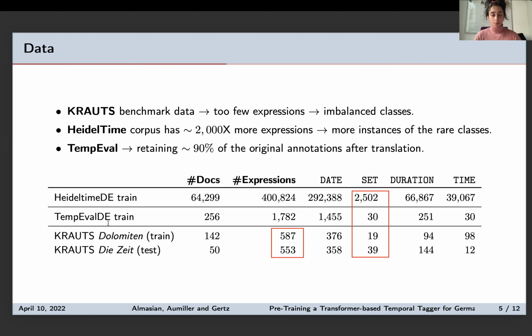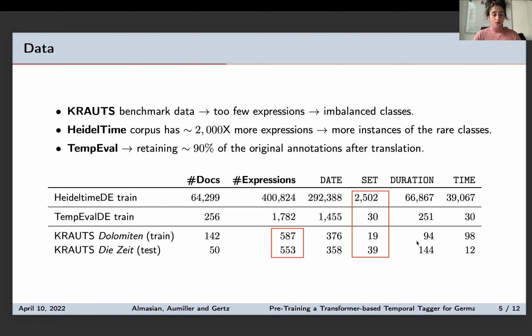There are a lot of numbers in this table, but what I want to draw your attention to is the distribution of Dolomiten and Zeit. The Dolomiten is the train set and the Zeit is left for the test set. Although there are 142 articles in the train set, the number of expressions between the test and train is almost equal, which makes it a 50-50% test and train split. On the other hand, there is a lot of class imbalance here. The majority of the data is focused on the date expressions, and there is little support for the other classes, which makes this much more problematic.